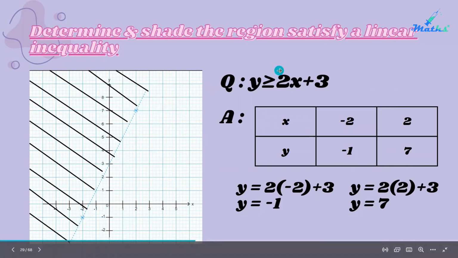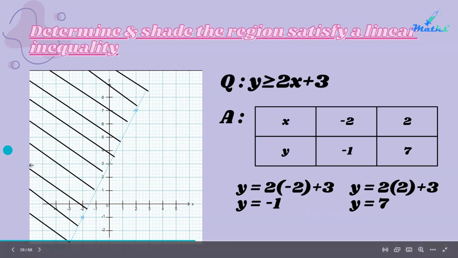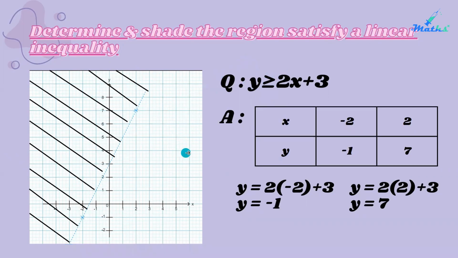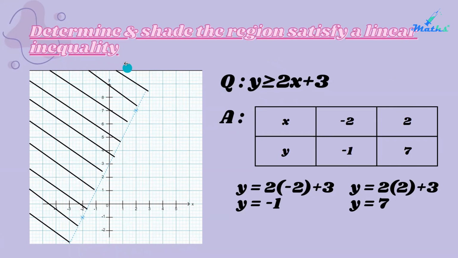And since it's more than, we need to shade the area which is above the line here. If it is less than, then we need to shade the below part. But since it's more than, we shade here, all of here. Okay, so that's it for the determine and shade.